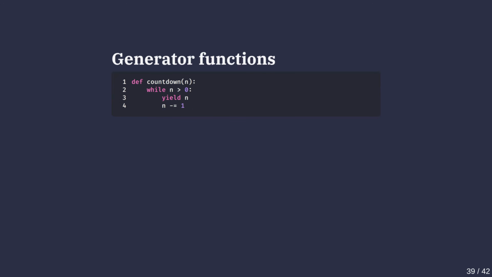Beyond expressions, we can also make generator functions. They look like regular functions, but instead of returning a value with return, they yield values one at a time with the yield keyword. Each call pauses the function at the point until the next value is requested.